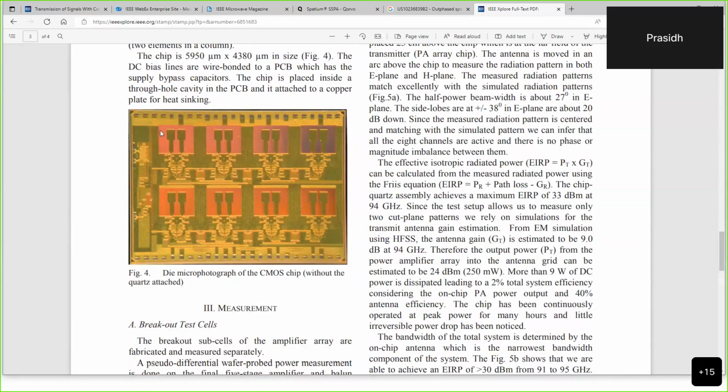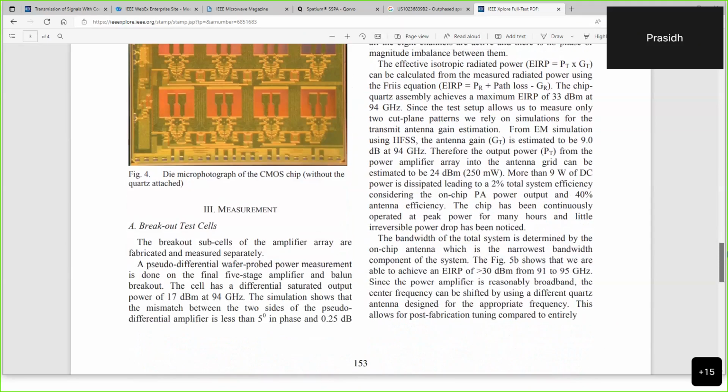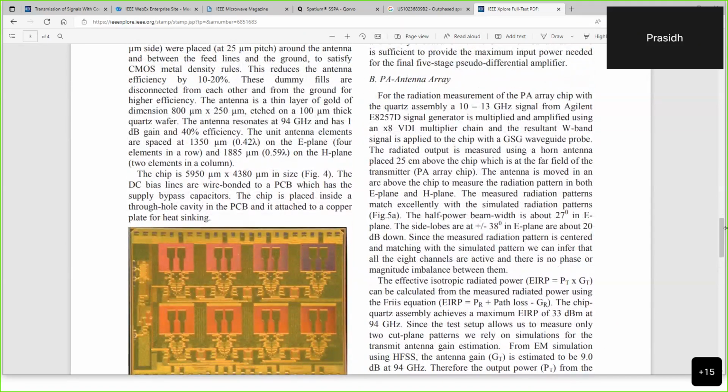So one can see that they have differential PAs here, and each of these lines is feeding an antenna element. Altogether, they have four horizontally and 2 vertically, making it a 4 cross 2 array. Now, the spacing that they have maintained is not half lambda that I showed earlier. They have 0.42 lambda in the horizontal direction and 0.59 lambda in the vertical direction. Of course, for IC designers it's fair to consider this sort of spacing because they are also constrained by the package size and everything.